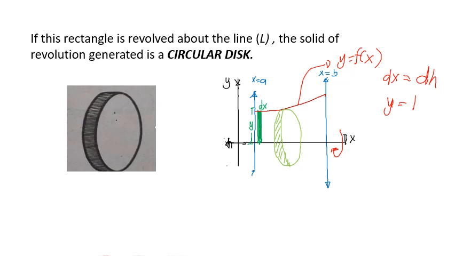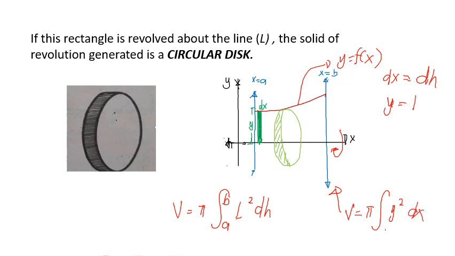Alright? So if you want to get the volume generated by revolving this area using circular disc, the volume is equal to pi integration of length squared times the change of height from A to B. With this Cartesian plane, it is represented by V is equal to pi integration of length, which is y, that's y squared, times dx, which is the change of height, dx from A to B.